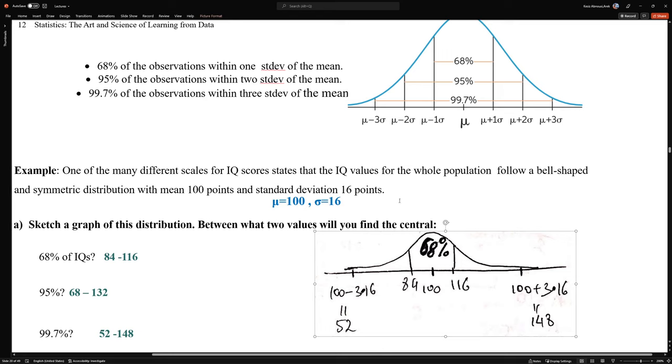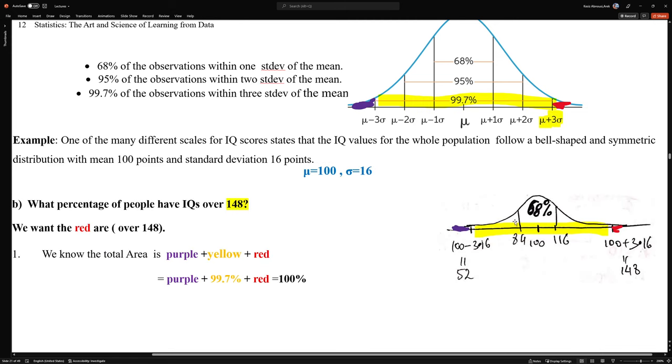And the last one is the same, right? 99.7%. You just find mu minus 3 times 16, which is equal to 52. And the other one is 100 plus 3 times 16, which is equal to 148.